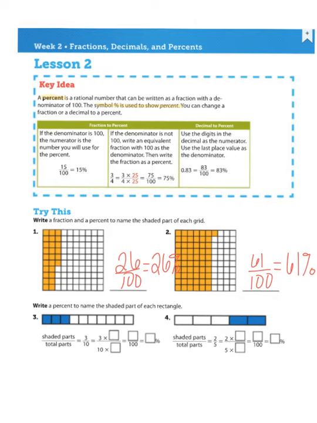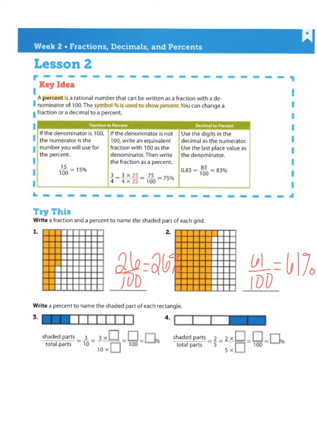The next part says write a percent to name the shaded part of each rectangle. Okay, so our top number is going to be our shaded parts. Our bottom number is going to be total parts. So there are 3 parts that are shaded. There are 10 parts altogether. So now we're going to take this fraction and make it a percent right here.